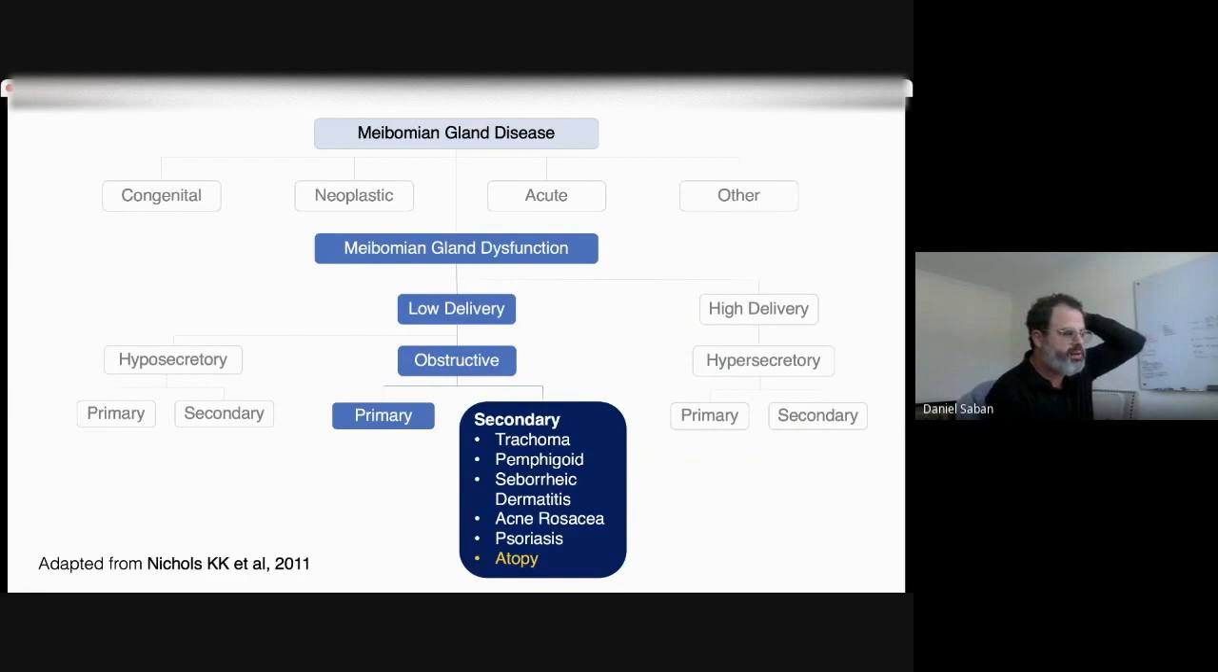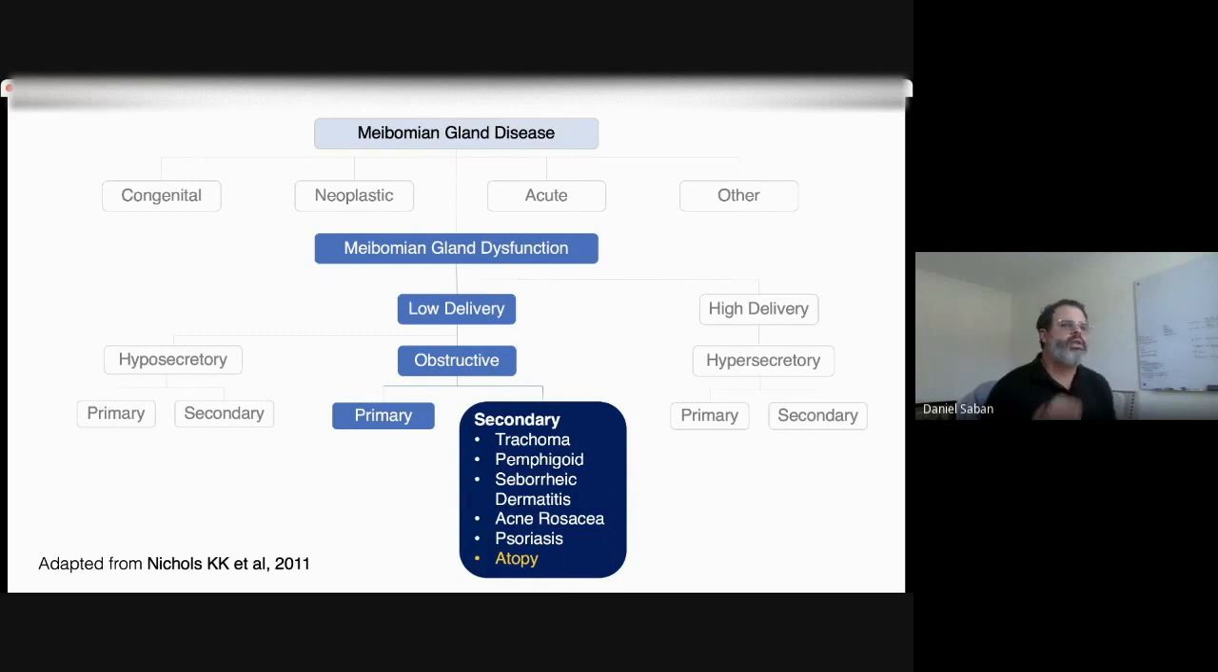This is just adapted from that same paper. If you look at the layout or the structure of these diseases by this tree chart, Meibomian gland disease is a larger condition, and then within there are subsets. Meibomian gland dysfunction is the central, most prevalent form. And then within MGD, really the largest number of people suffering from MGD, which is massive, I don't know what the numbers are off the top of my head, are low delivery obstructive. And you can see that there are two types. There's primary, which is not really well described, but on the other hand, there's secondary. And this means it's either a consequence or associated with other diseases.